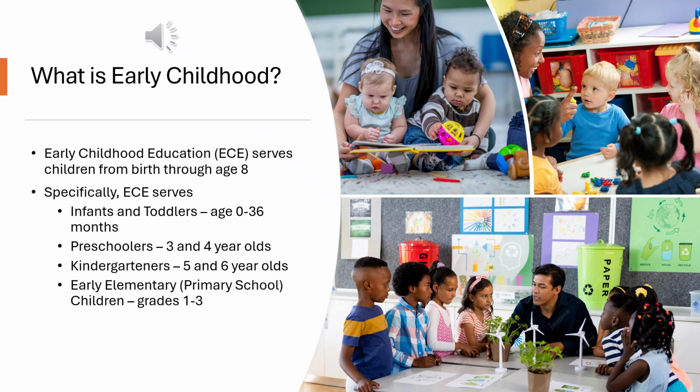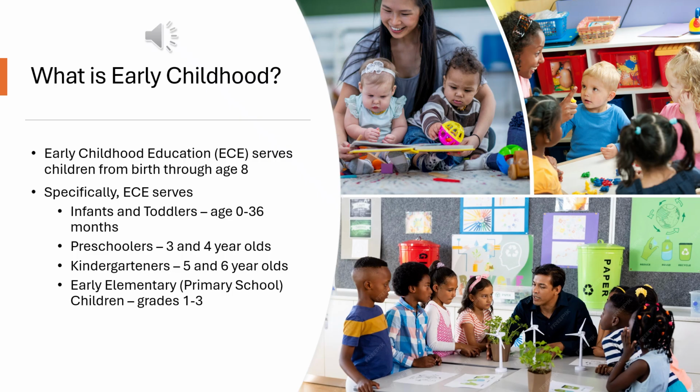So our first sub-age group is infants and toddlers. Infants and toddlers are children age 0 to 36 months. So this would be 0-year-old children, 1-year-old children, and 2-year-old children. Once children get to be 3, then they move into the next developmental age period, which is preschoolers. So preschoolers are 3 and 4-year-olds, and then kindergartners are 5 and 6-year-olds, and early elementary school or primary school is children in grades 1 through 3.